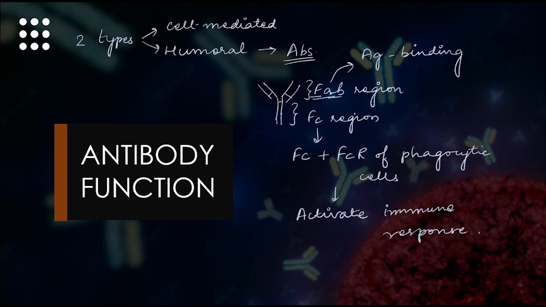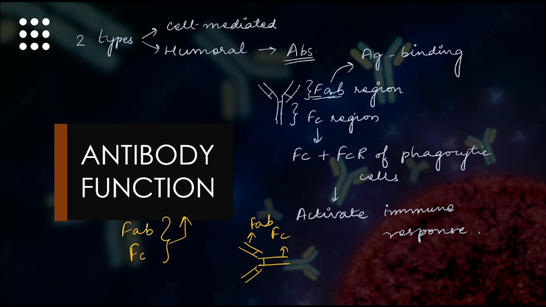Okay, so let me show you the structure. This FAB and FC region both act together to drive the antibody effector function and pathogen clearance. How are they doing it? Suppose this is the antibody structure, linked by disulfide bonds, and here this is the FC region and this is the FAB region.